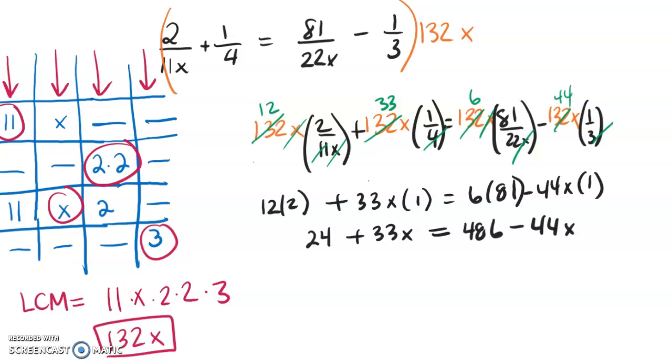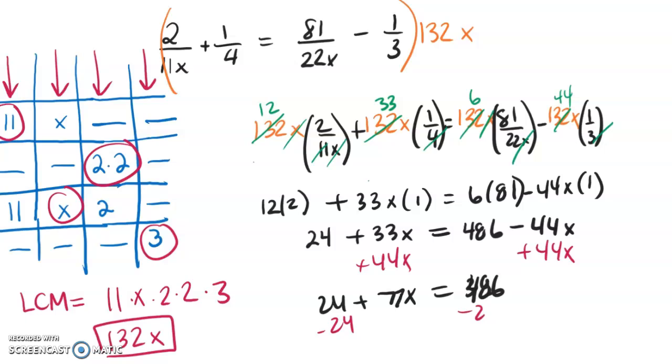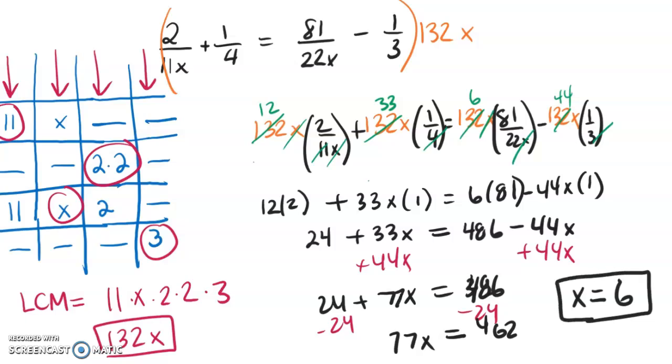We've got to put all our x's on one side, put all your numbers on the other side. So what are we going to end up with? Well, I end up with 77x is equal to 486 minus 24. Subtract 24 from both sides. You're going to end up with 77x is equal to 462. Divide both sides by 77 to get x equals 6. That's my answer here. And then I would check it with the calculator.